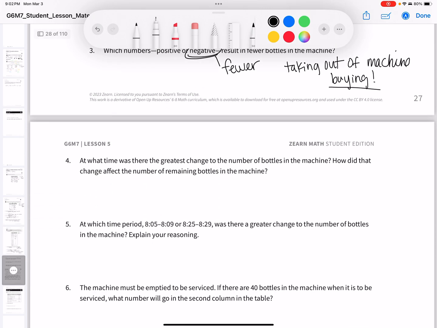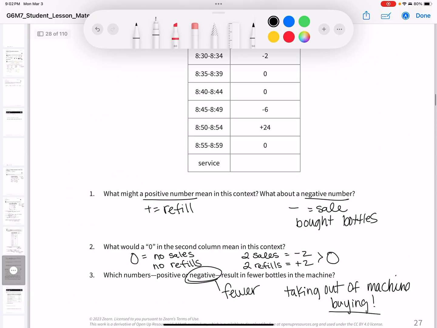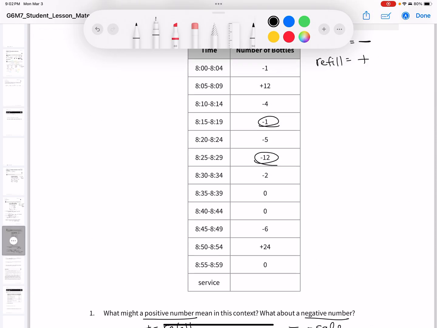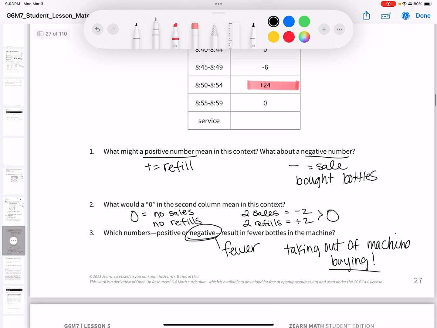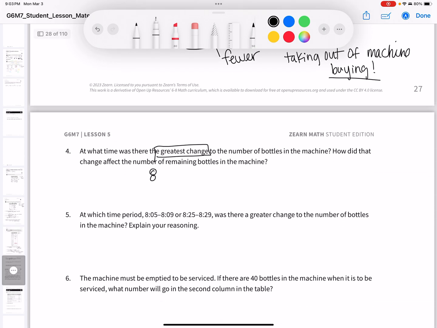Let's look at 4. At what time was there the greatest change to the number of bottles in the machine? How did that change affect the number of remaining bottles in the machine? All right, so let's look. Where is the biggest number? Positive or negative, it doesn't matter because we're talking about change. So I can say here, this is the biggest change where we were adding 24 bottles to the machine in a refill. So from 8:50 to 8:54, you had 24 added to the machine. Okay.